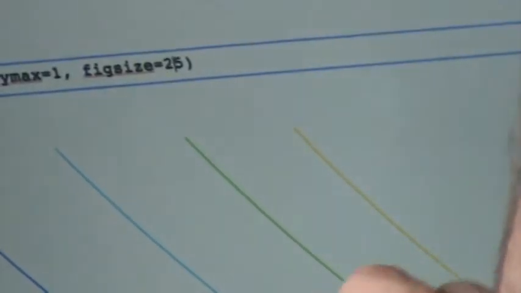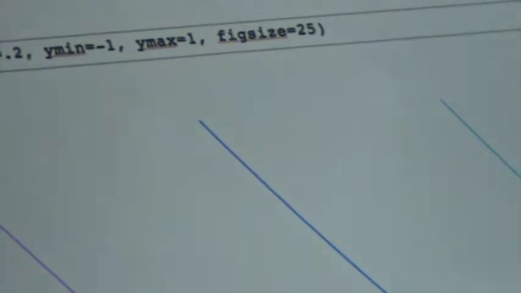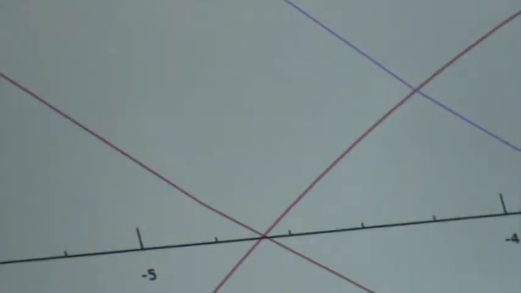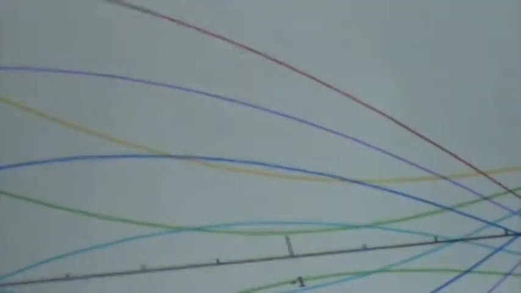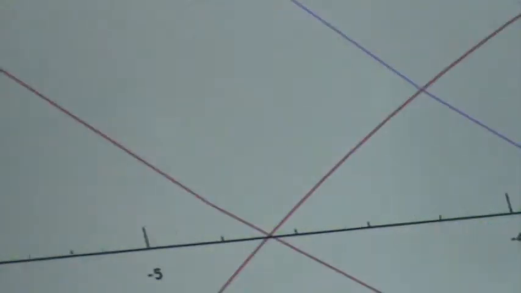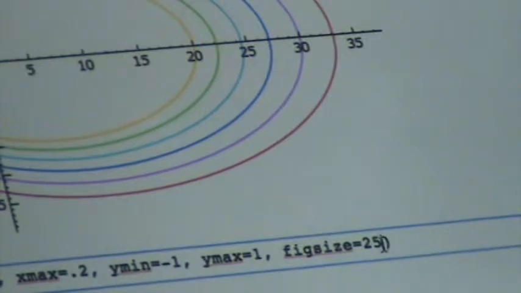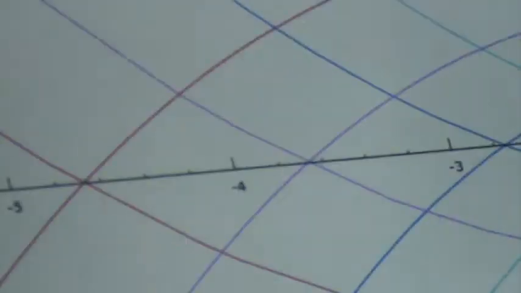Or you can do fig size equals 25. And that's a multiplication factor, is that what that number is? Then the entire image is huge, and you can scroll around like this. See, now that's a little too big because you can't see what's going on. But you could play around with it like that. That is a good idea.